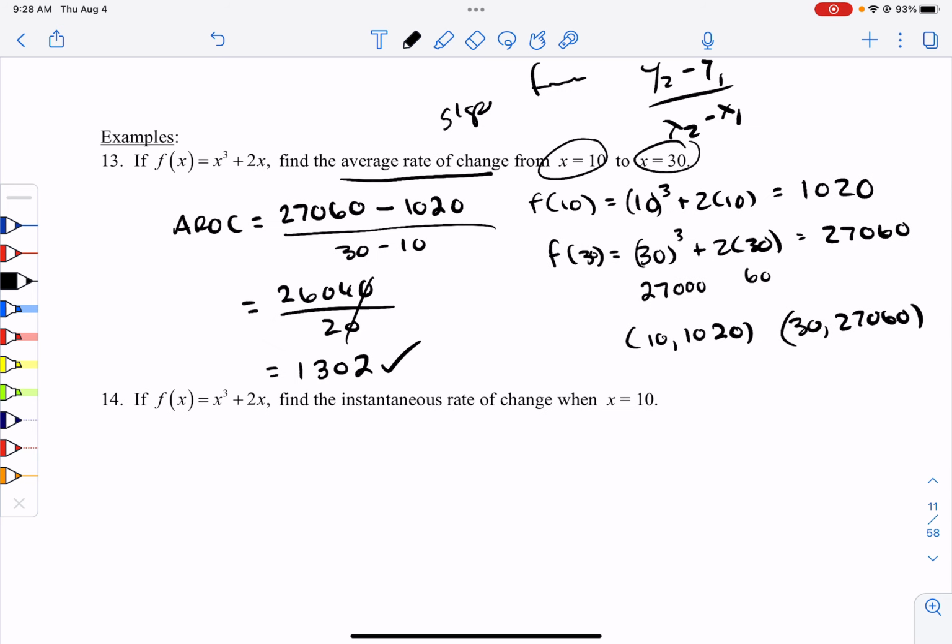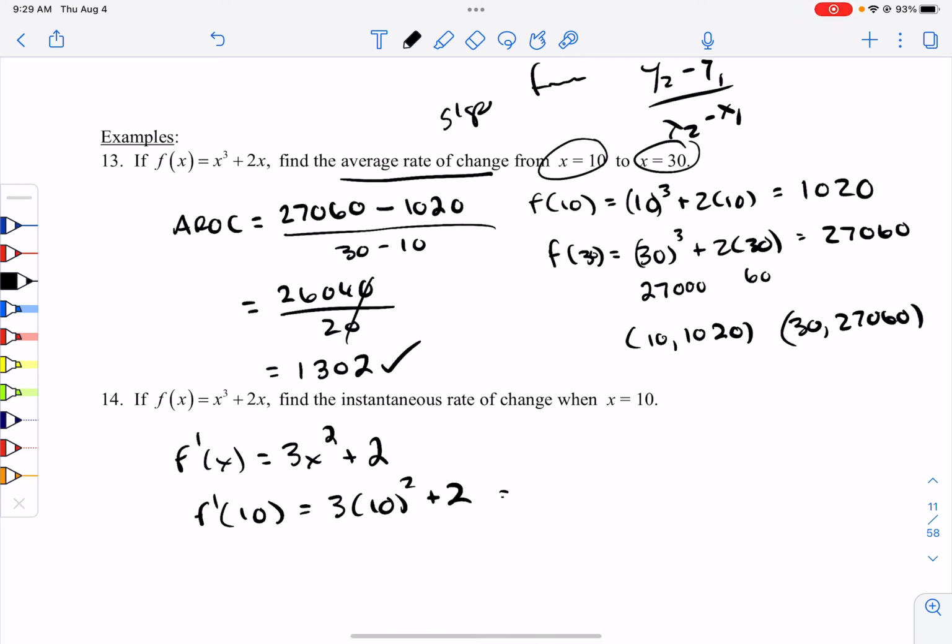Number 14 wants me to find the instantaneous rate of change. That means f prime of x. Cool, I know a shortcut. x cubed becomes 3x squared. 2x becomes 2, because x, remember, just turns into a 1, and 2 times 1 is 2. So f prime of x equals 3x squared plus 2. All right, so f prime of 10 is 3 times 10 squared plus 2. That's 300, that's 302.